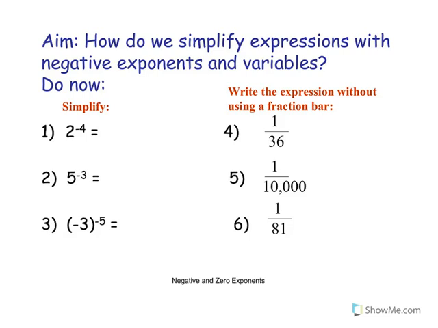So let's do a little recap from yesterday. 2 to the negative fourth is, of course, 1 divided by 2 to the fourth. And 2 to the fourth is 16, so 1/16. Five to the negative third is 1 divided by 5 to the third. 5 to the third is 125, so 1 divided by 125.